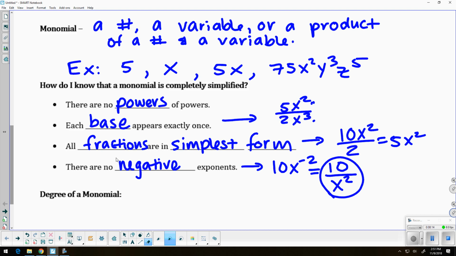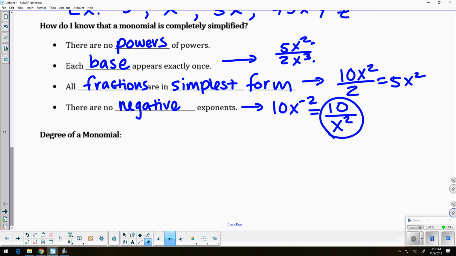So no negative exponents. And the last thing to talk about with monomials, so how you find the degree of a monomial, what you're going to do if you want the actual degree of that monomial, it's just going to be the sum of the variable's exponents.